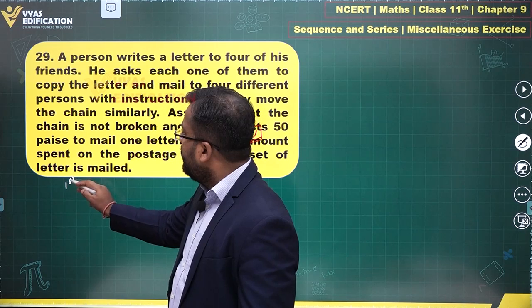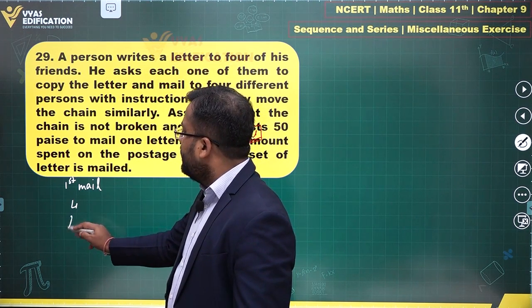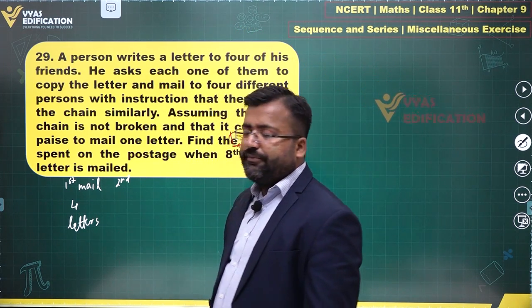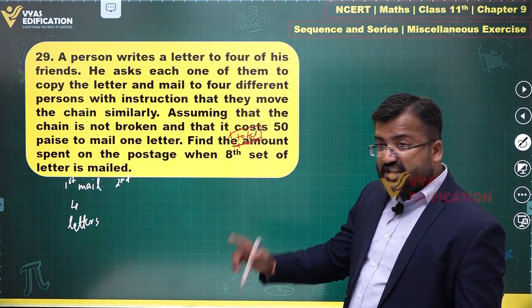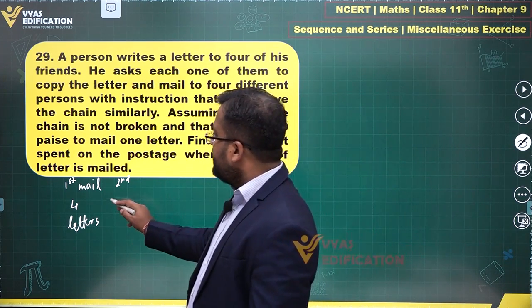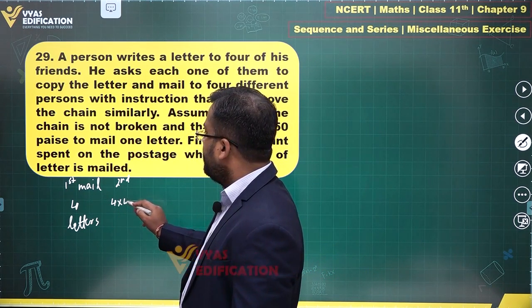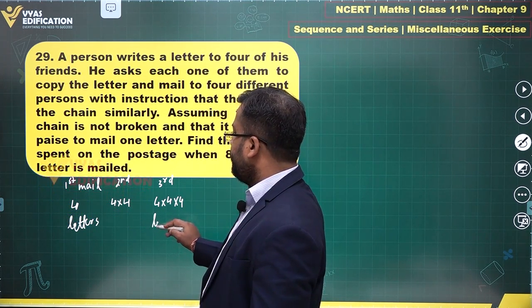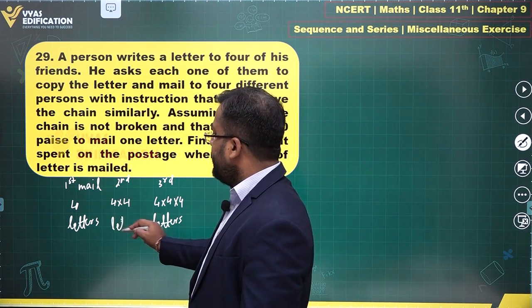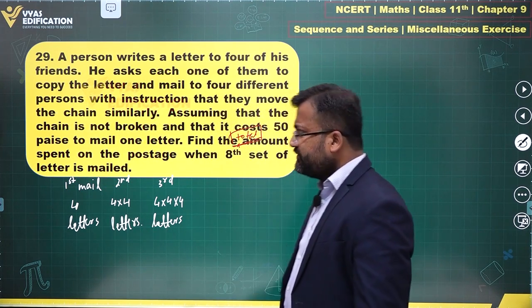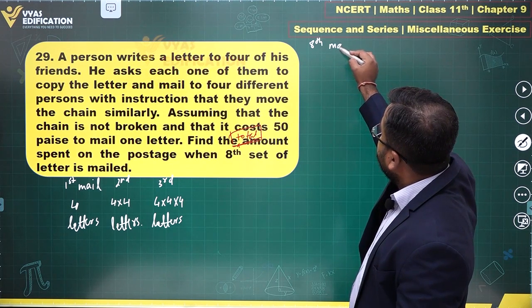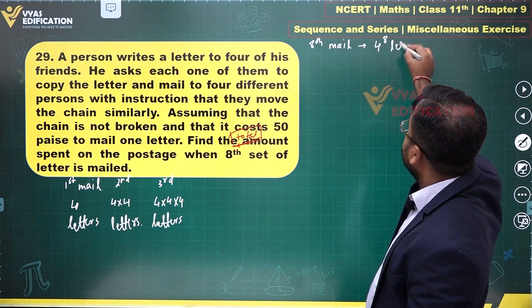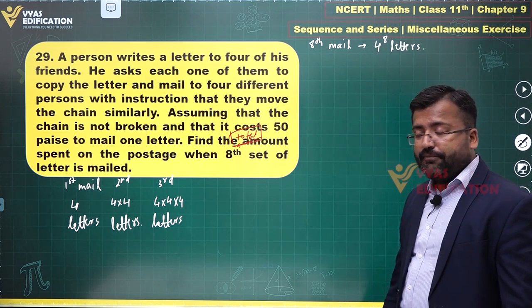4 of his friends. So the first mail will have how many letters? First mail will have 4 letters. When you talk about the second mail, how many letters will it have? Each friend mails to 4 more friends, so that is 4 into 4, actually 16. The third mail will have 4 into 4 into 4 letters. Similarly, what you can observe is that the 8th mail will have 4 power 8 letters, with 4 power 1, 4 power 2, 4 power 3 for the earlier ones.